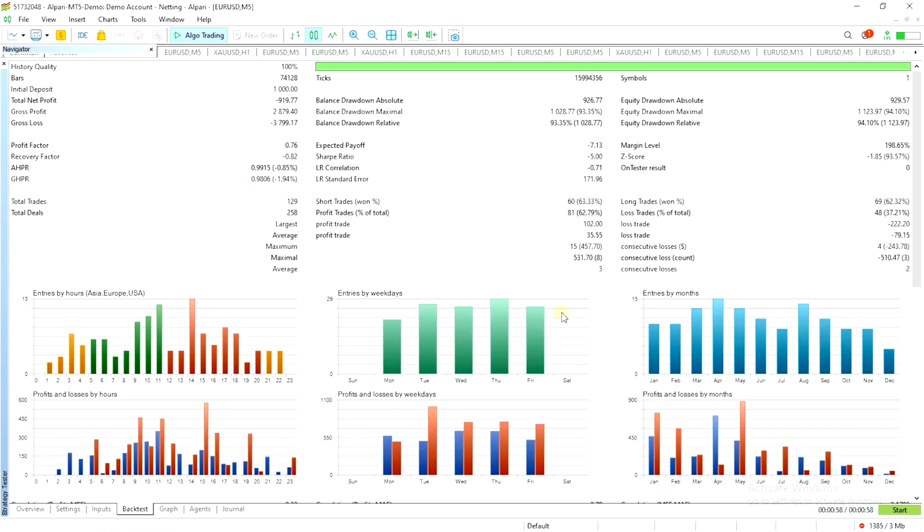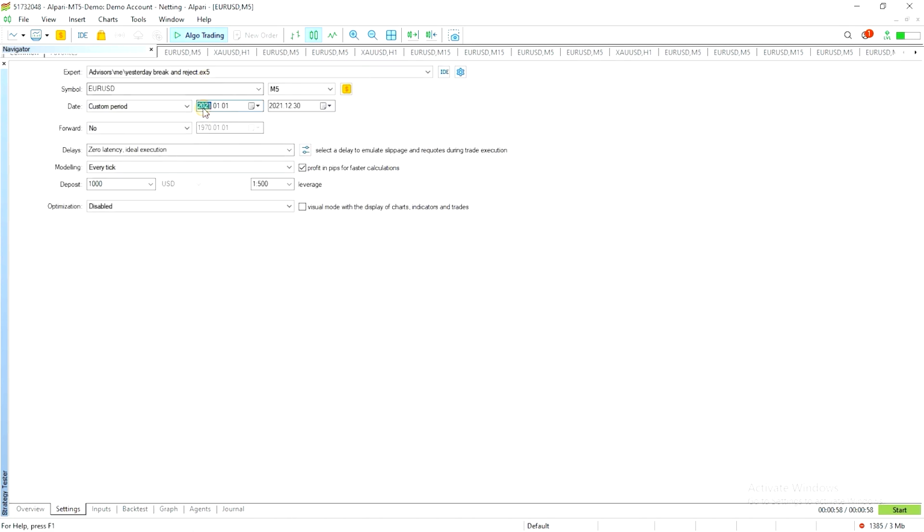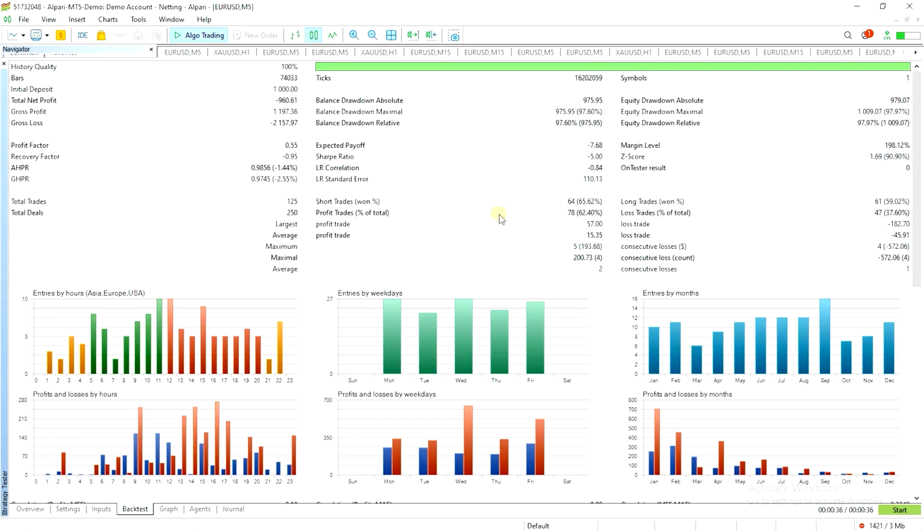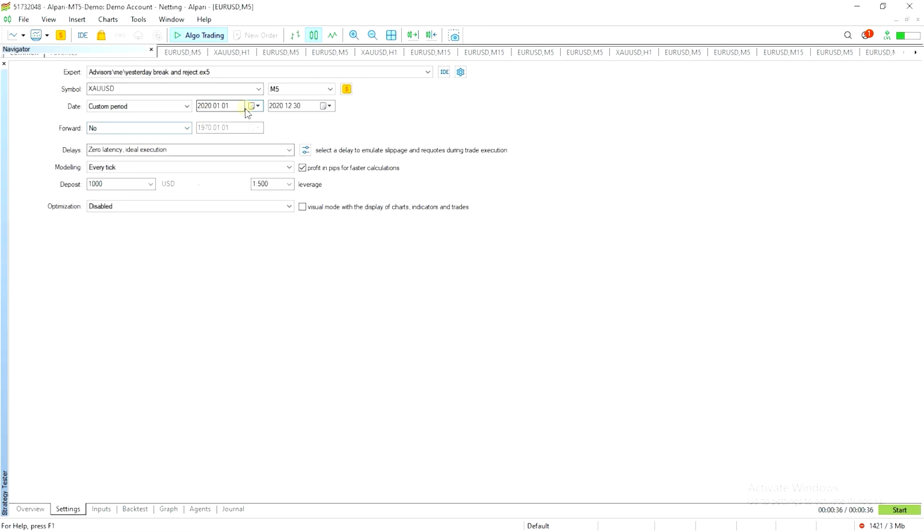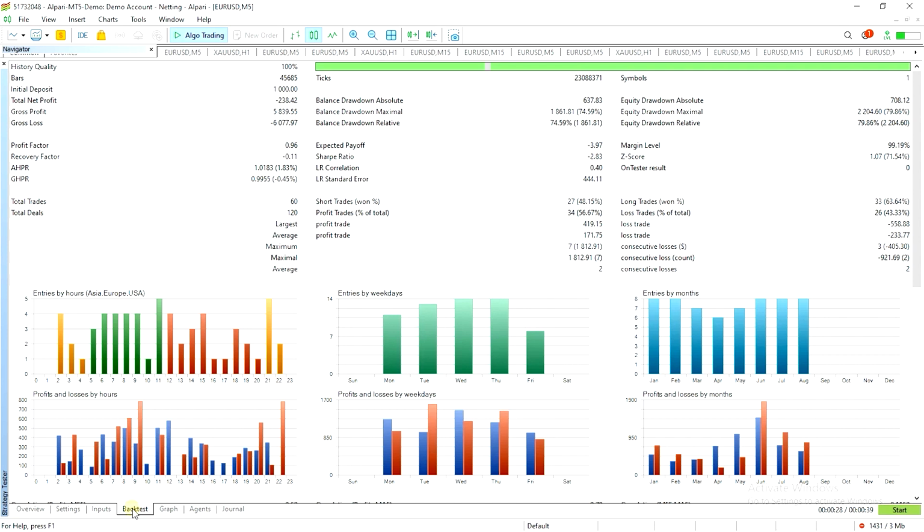For 2021, it didn't work. It had 90% loss. I'll test it for 2020. For 2020, it didn't work too. So it had a really good performance for 2023, but it didn't work for other years. I'll test it for gold for 2023. It had -23, so it doesn't work for gold too.